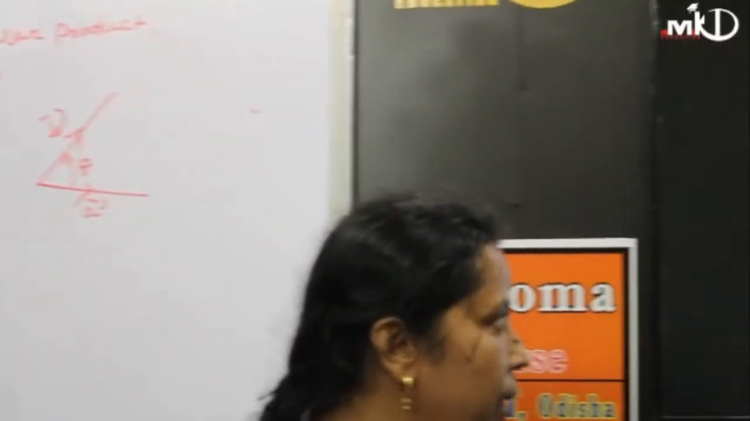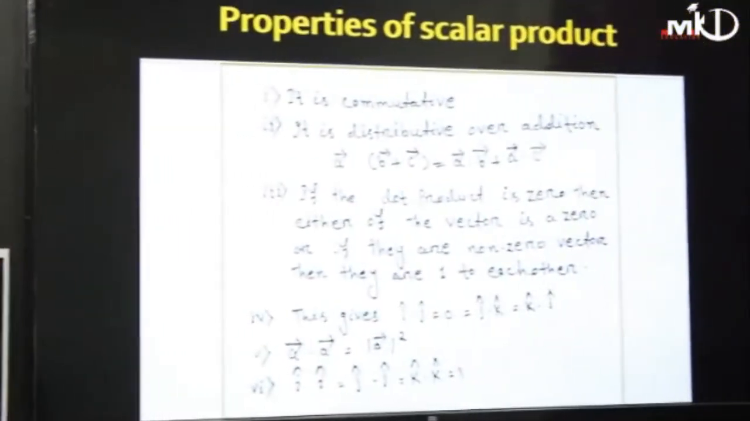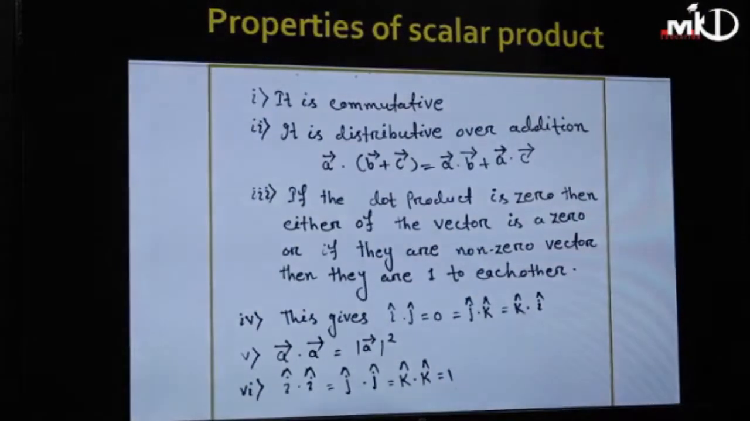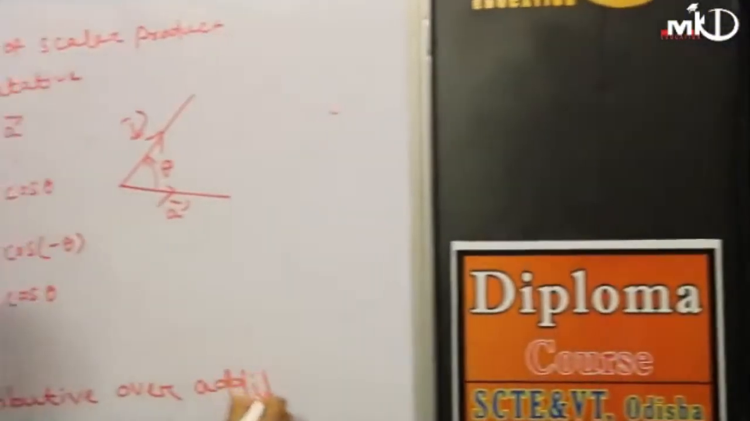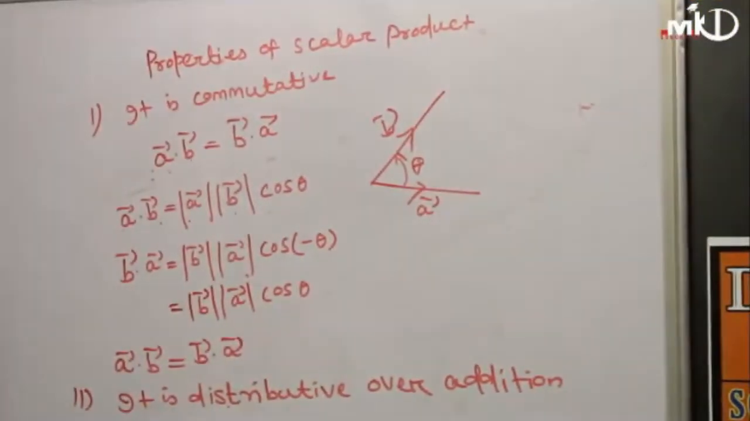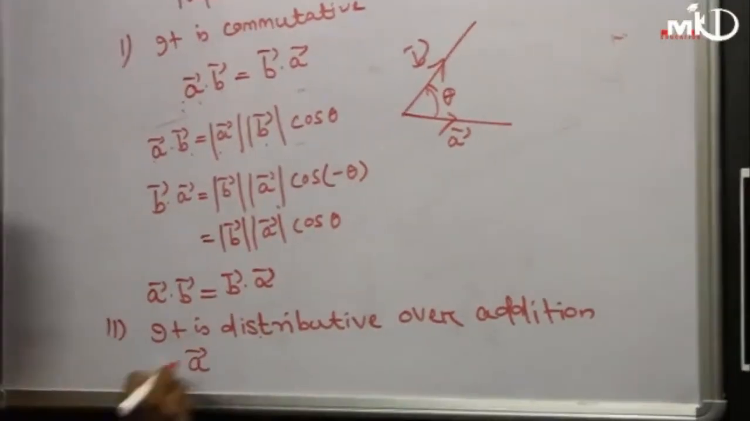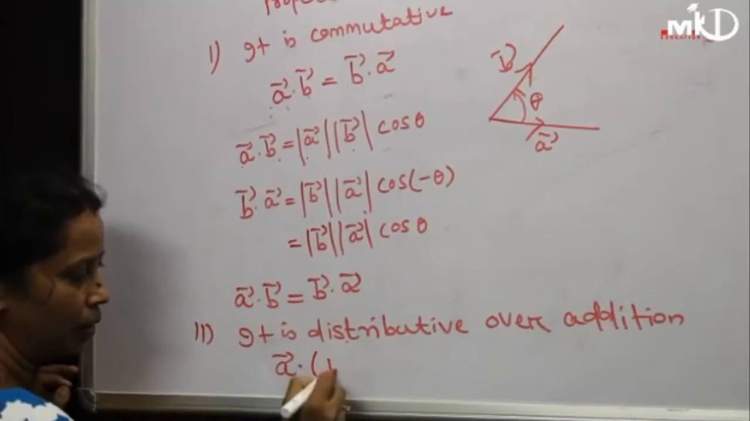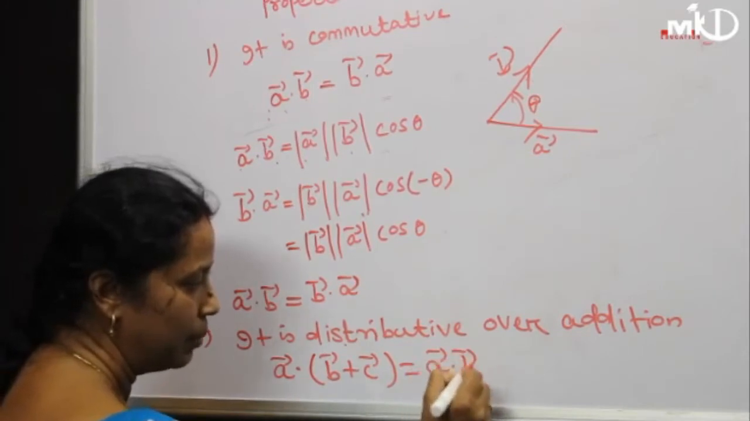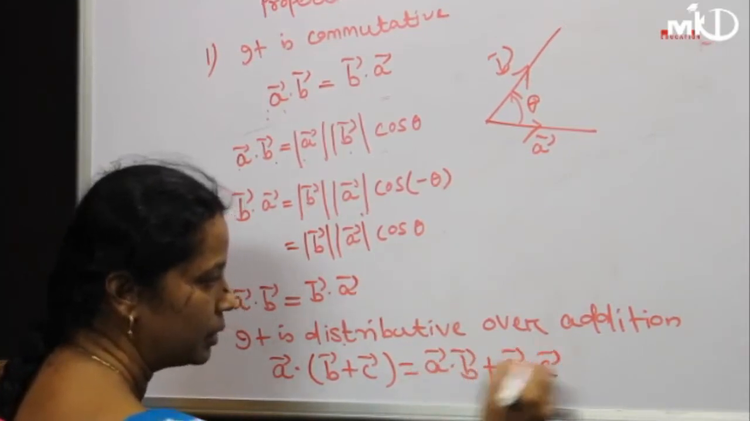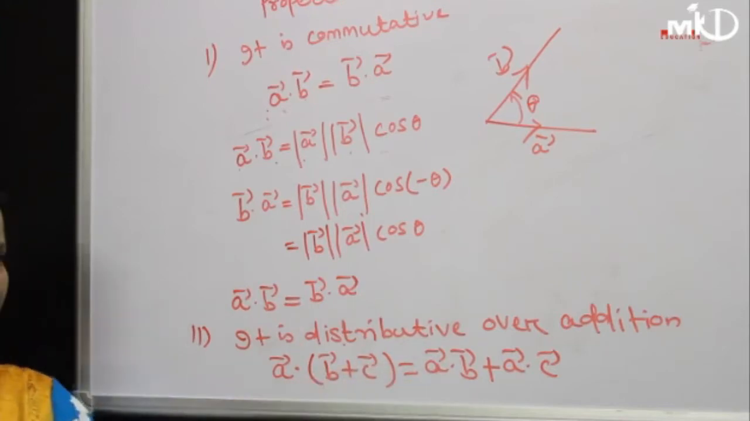The second property is that it is distributive over addition. If we have three vectors, then a bar dot b bar plus c bar is equal to a bar dot b bar plus a bar dot c bar. So this is distributive over addition.